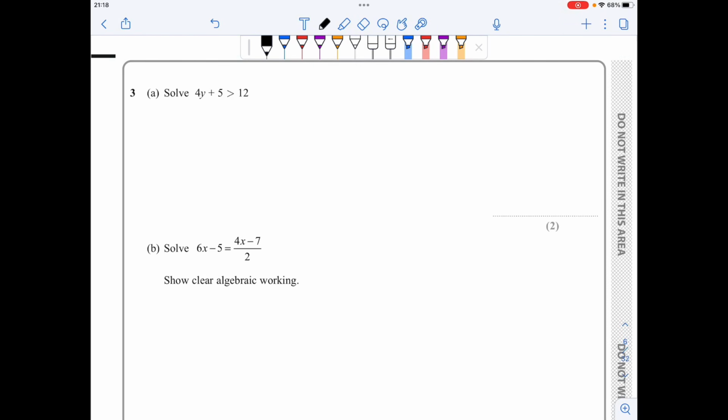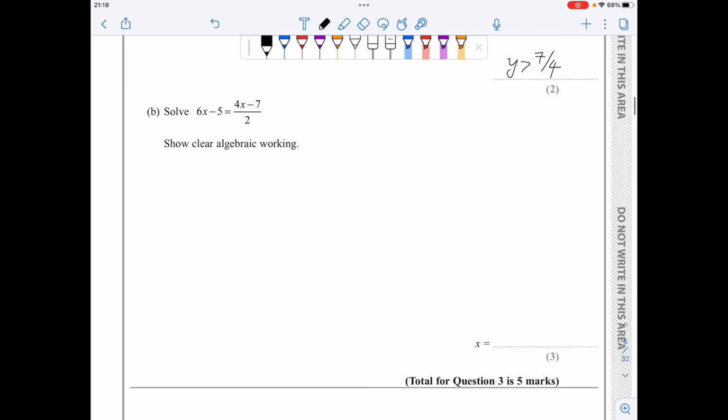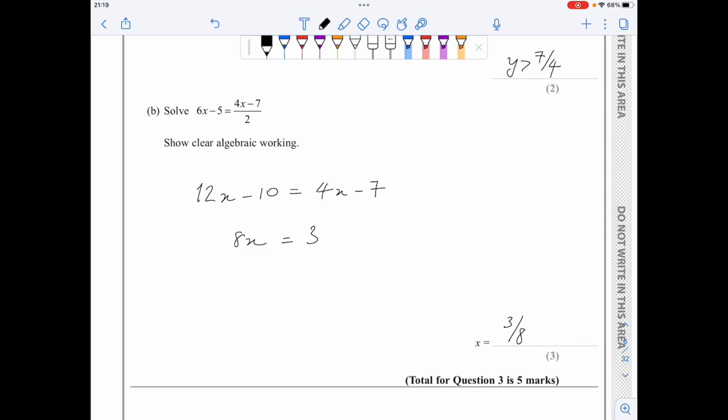For part A of question 3, I'll start by taking the 5 to the other side. So 4y is bigger than 7. So y is bigger than 7 over 4. For part B, I will cross multiply. 12x minus 10 equals 4x minus 7. I'll take the x's to the left, so 8x equals, and then take the minus 10 to the other side, it becomes 3. So x is 3 over 8.